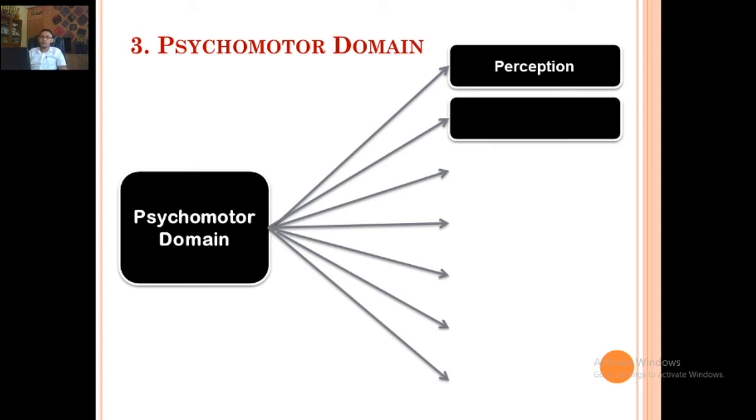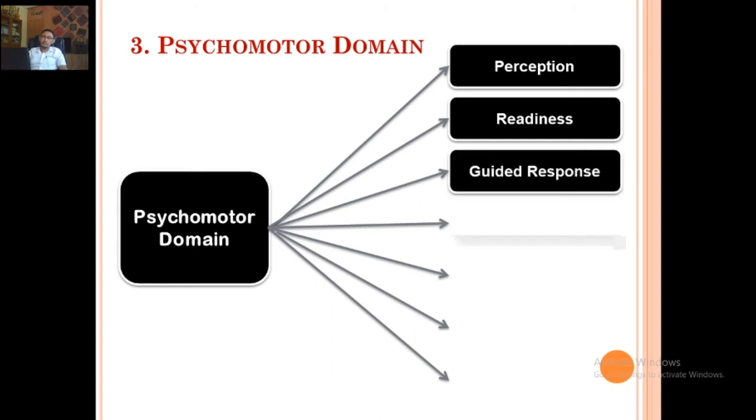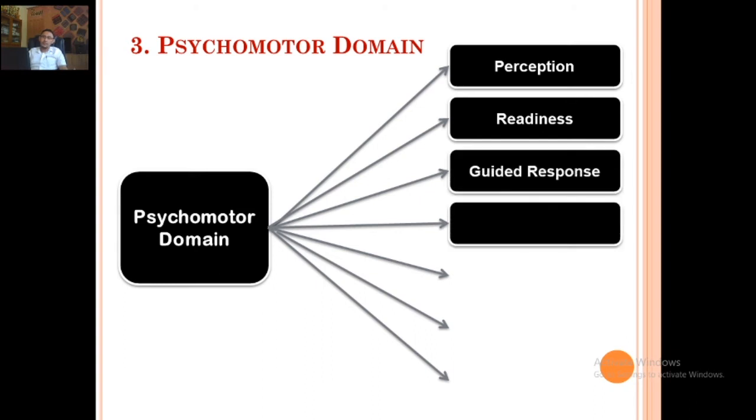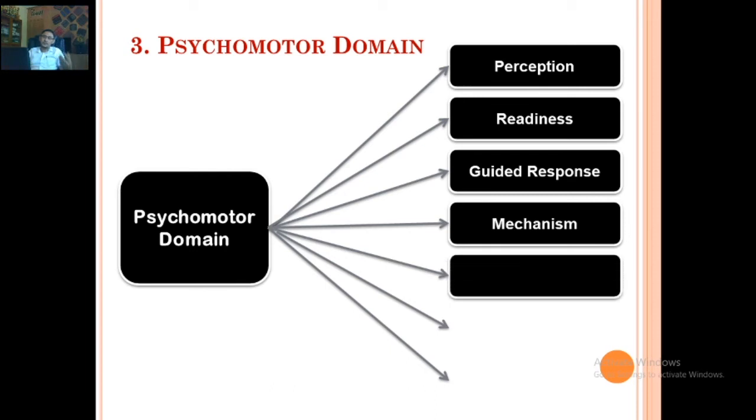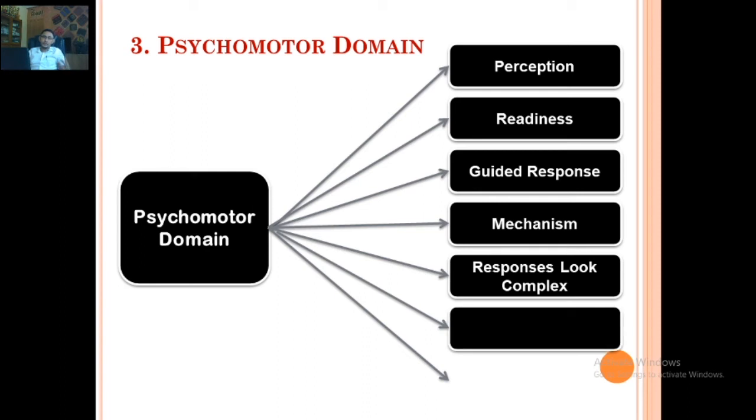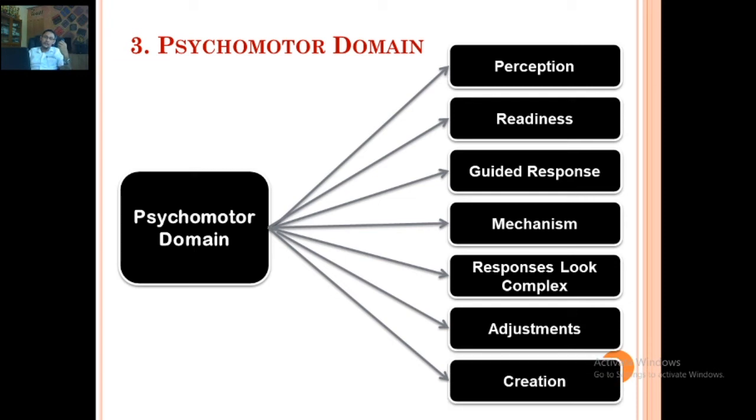perception, readiness, guidedness response, mechanism, response loop, complex, adjustment, and creation. This perception means the use of the sense organs to hold onto a movement.